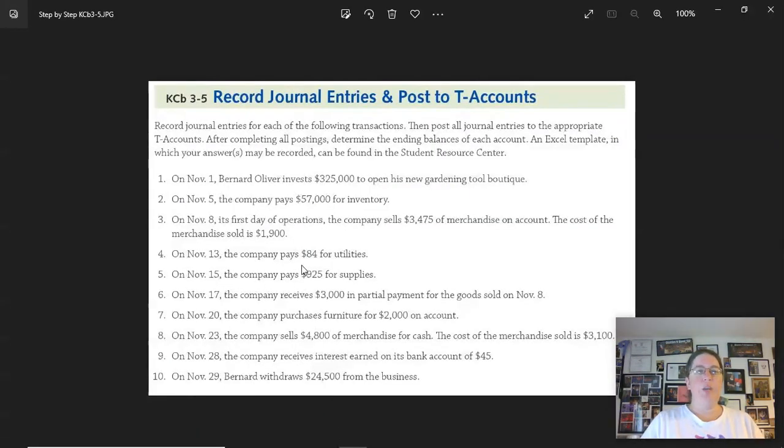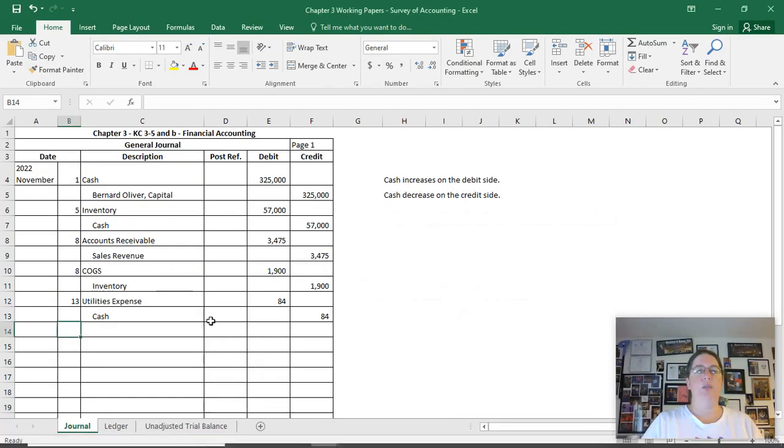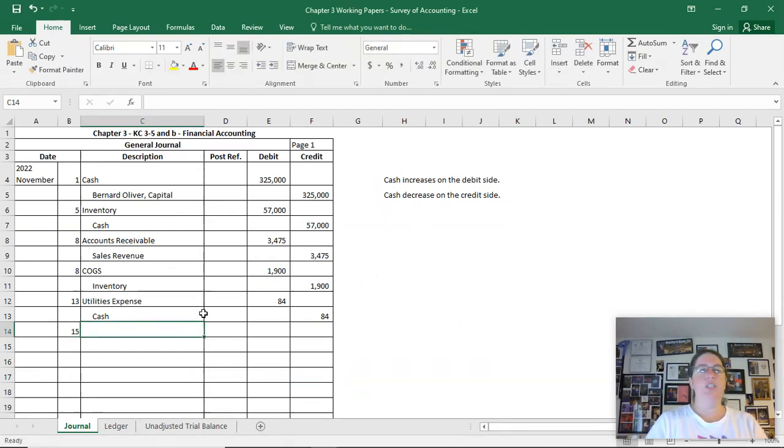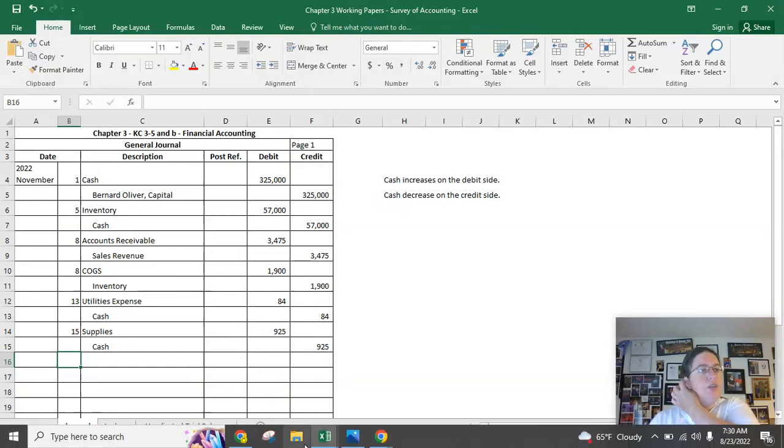November 15th, the company pays, so we're using cash, for supplies. So on the 15th, supplies is an asset, so it increases on the debit side. And we paid cash, so it decreases on the credit side. Again, I apologize, my indents are off here. Oh, look at the Excel practice you're getting anyway. So we paid cash for $925. That's our credit. For supplies, an asset, we're going to debit that for $925.